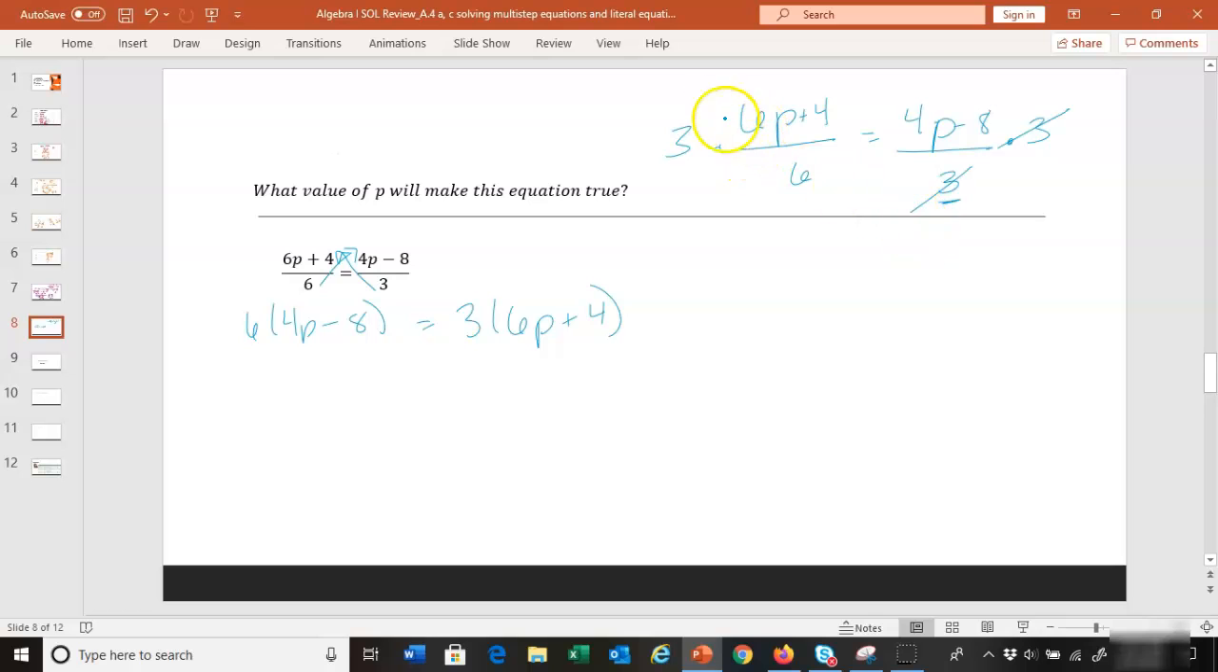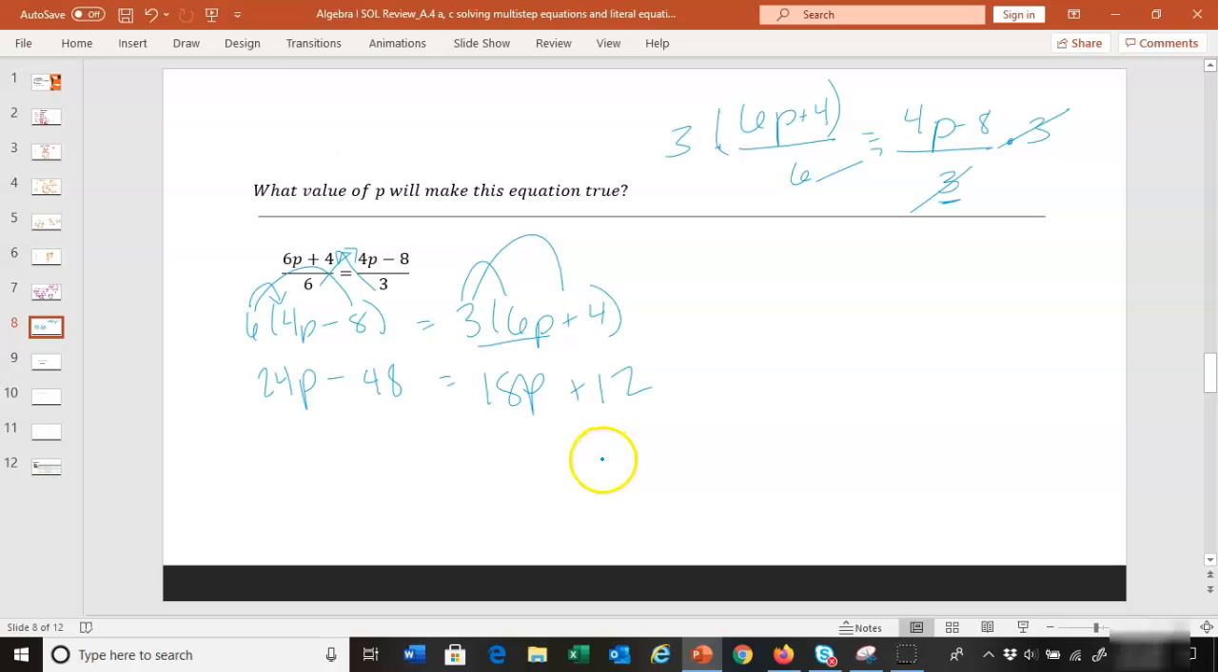And that's what we're doing, right? Look what happens. 3 times 6p plus 4. That's what we're doing here. And then you would just simplify that and you would end up multiplying that side by 6. So cross multiplying is basically just a shortcut method of doing 2 steps in one. So we're going to distribute that 6, get 24p, and then 6 times 8, 48. Distribute our 3, 18p, and 12.